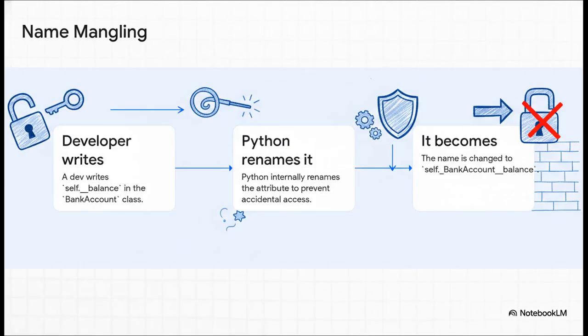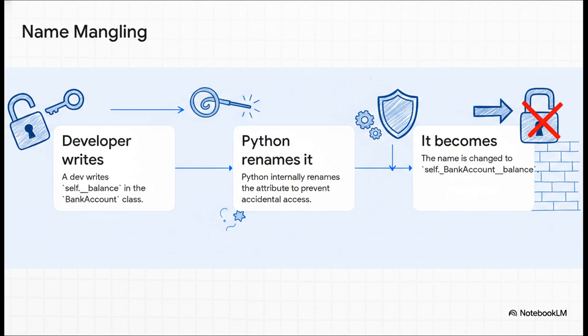And that special thing is called name mangling. It sounds complicated, but it's not. When Python sees an attribute that starts with two underscores inside a class, it automatically renames it behind the scenes. So our double underscore balance inside the BankAccount class secretly becomes _BankAccount__balance.